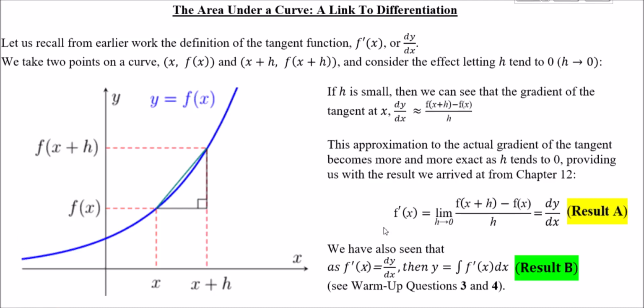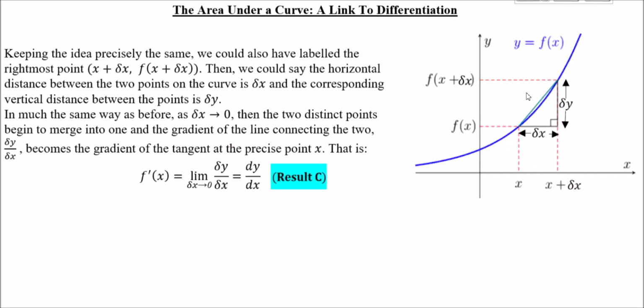So just carrying this forward, we also saw from example 3 and 4 in the warm-up, and from the notes in chapter 13.2, if you've got f dashed of x, which is dy by dx, then y is the integral of f dashed of x with respect to x. And so we showed this here where y was x squared and f dashed was 2x. So refer back to warm-up questions 3 and 4 for a particular example of that. We're going to use this result later as well. I've called this result B.